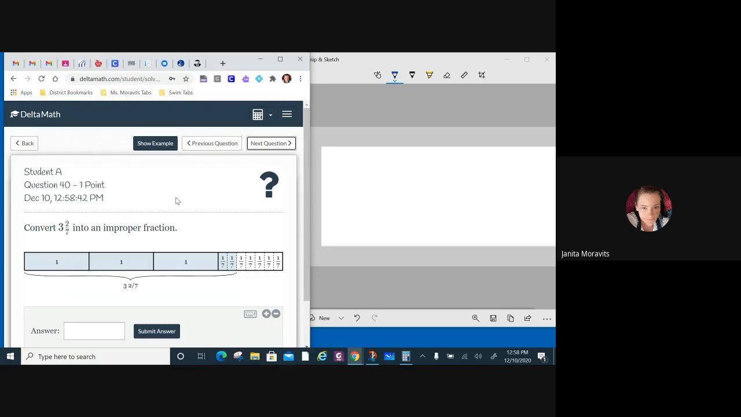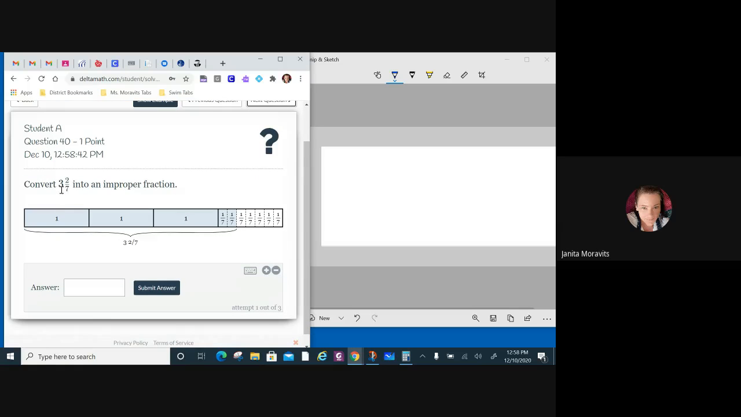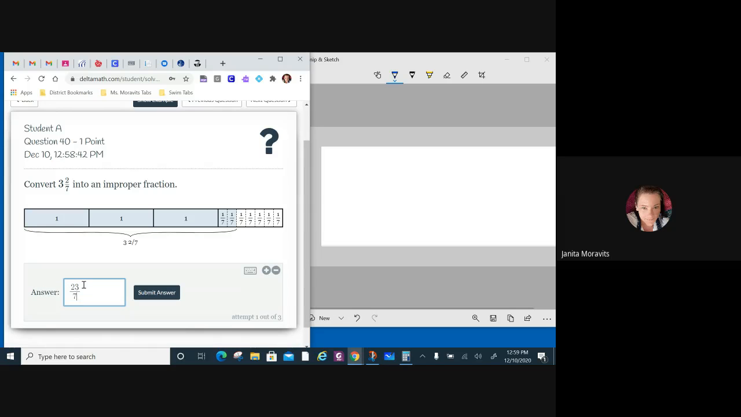All right, here we go. Question number 40 says convert 3 2/7 into an improper fraction. That means you want the number on top to be bigger than the one on the bottom. Now, there are 7 pieces in this. So that means that you have 7, 7, 7, and 2 right here. So 7 of these, 3 of them, 3 times 7 is 21. And then you have 2 more, 21, 22, 23. So that's going to be the same as 23 over 7.